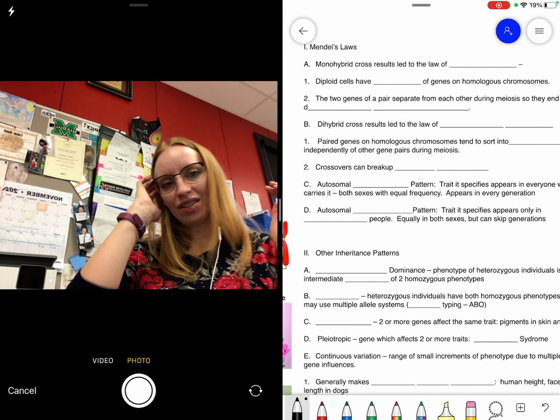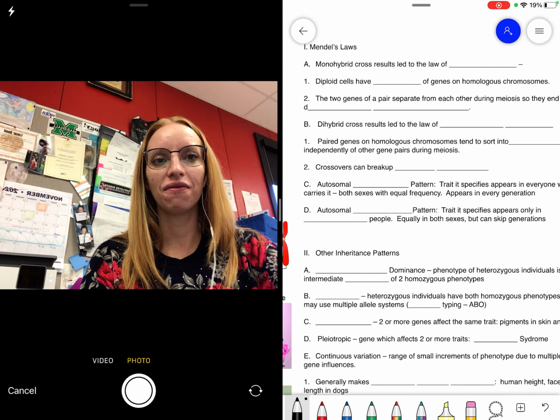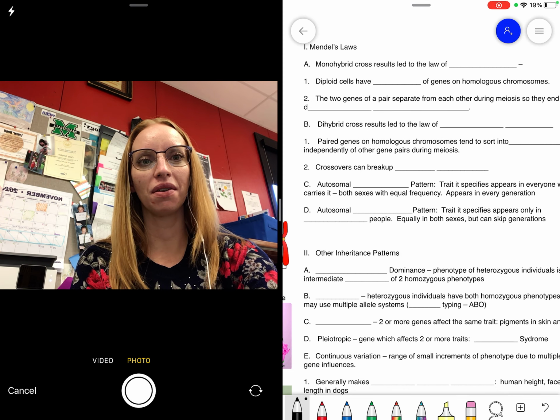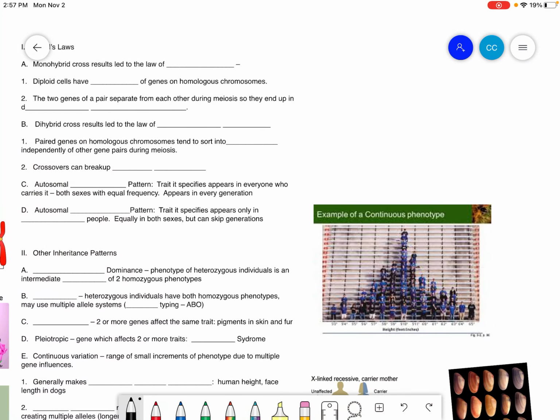Right, these are your notes on genetics, chapters 13, 14, and 15. I'm going to scroll over so you can see all of my notes. Mendel's laws. Mendel the monk studied pea plants.